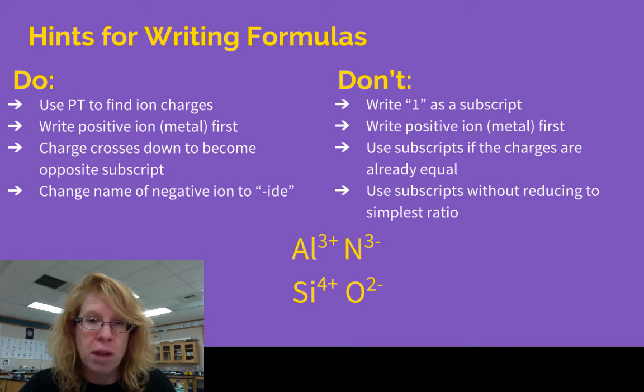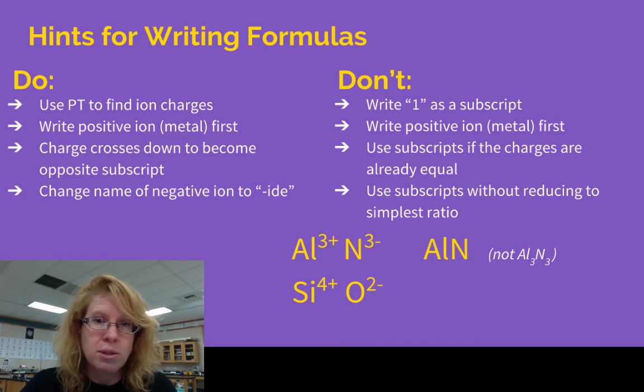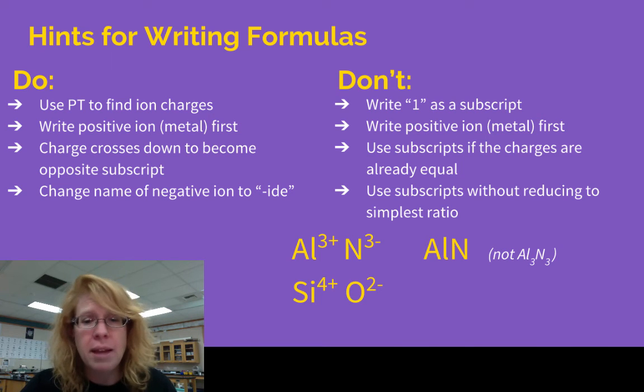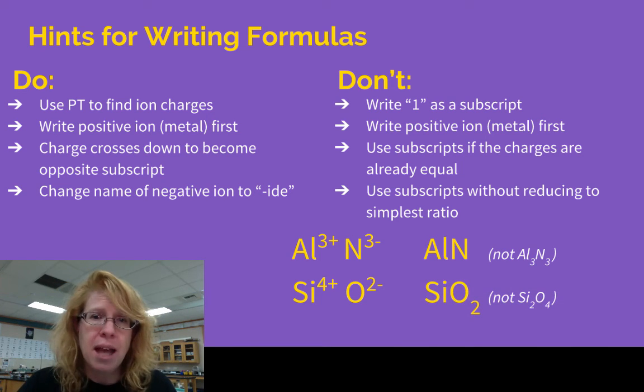That Al3N3, we do not need to use subscripts for that because they're already equal charges, so they're going to be in a 1-to-1 ratio. Aluminum's going to give away 3 electrons. Nitrogen's going to take all 3 of them, so we don't need any weird subscripts for this. And then the last one, Si4 plus and O2 minus. Again, you need to reduce this one down. This is a perfect case of where it looks like you'd start off as Si2O4, but you can reduce that.